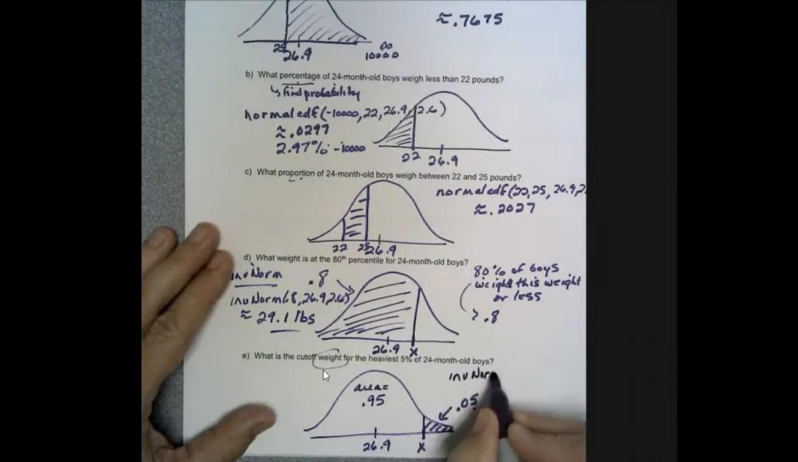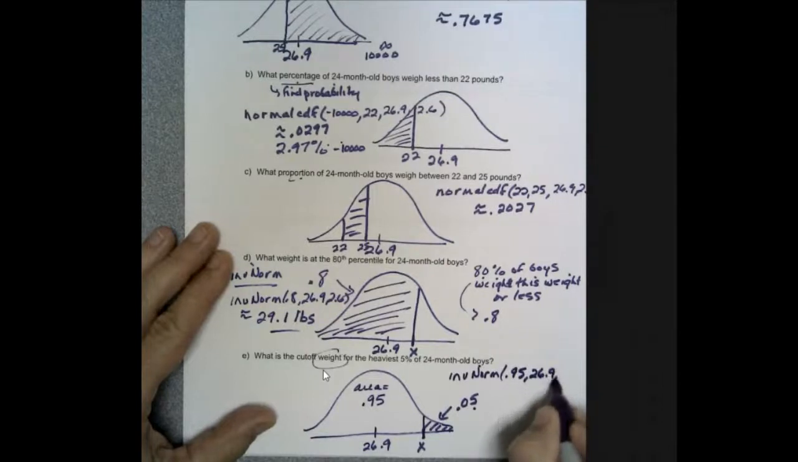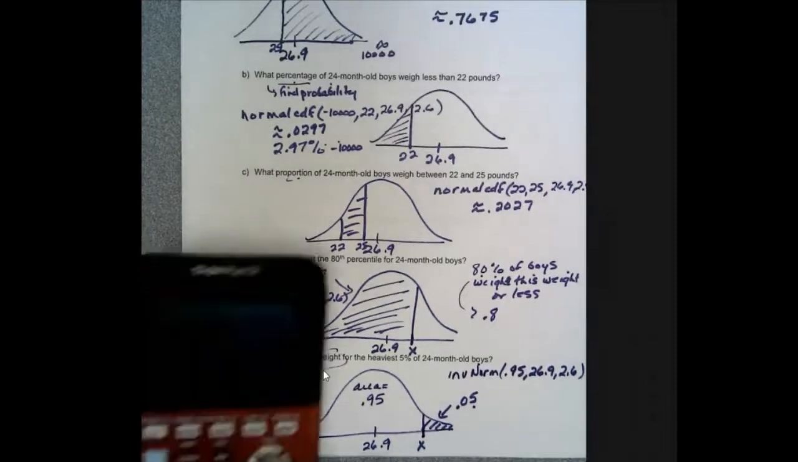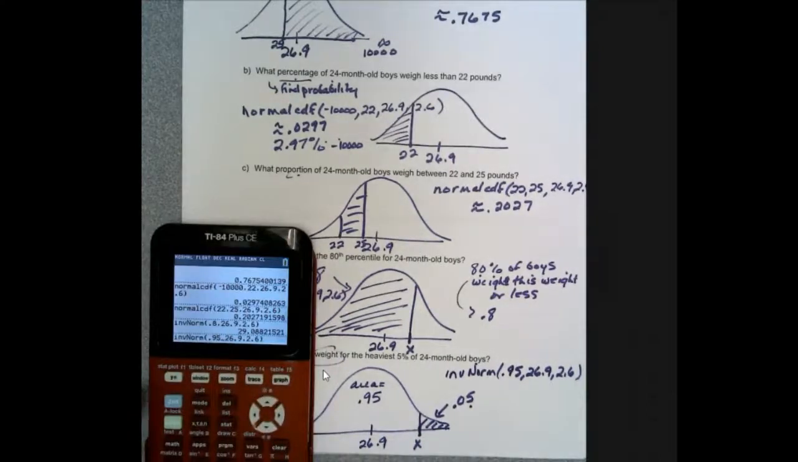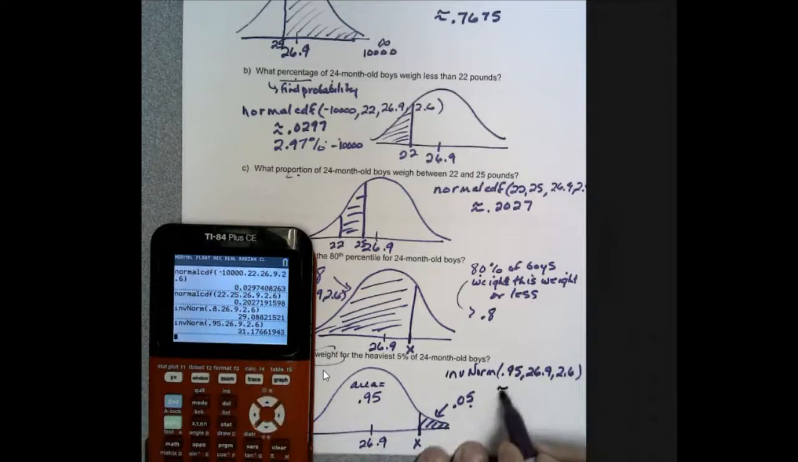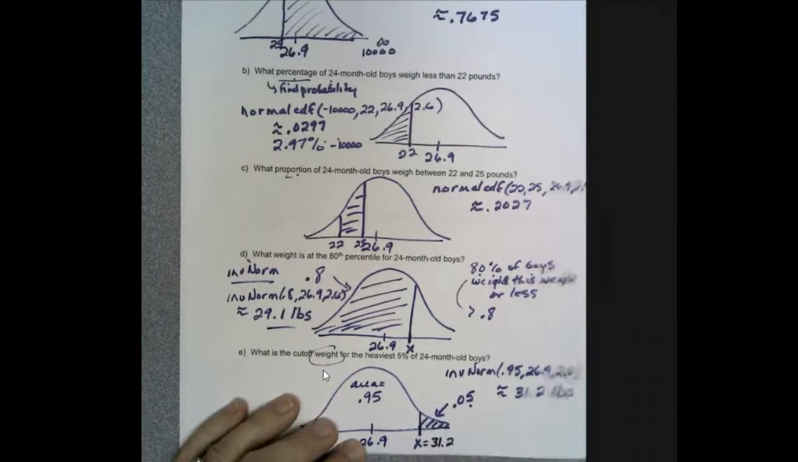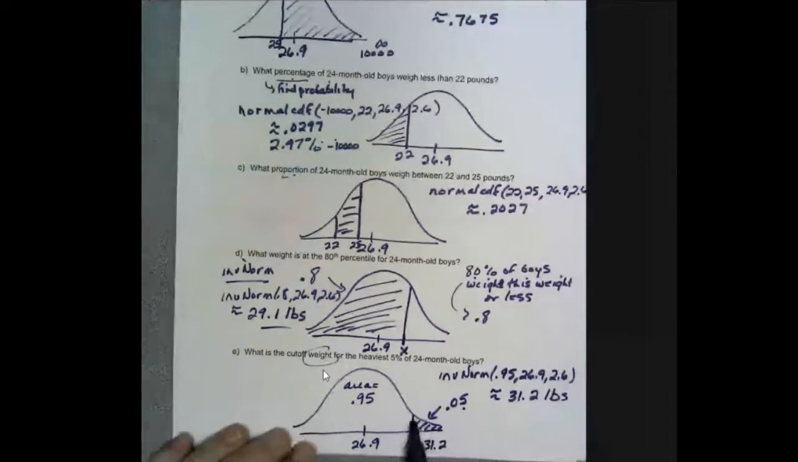So I want to do inverse norm and put in 0.95 for my area, and put in my mean and my standard deviation. I'm going to put in 0.95 for my area, and then I have my mean and standard deviation. So this gives me 31.2. So that means that my x value right here would have to be 31.2, which means that if they're 31.2 pounds or more, then they're in the heaviest 5%.